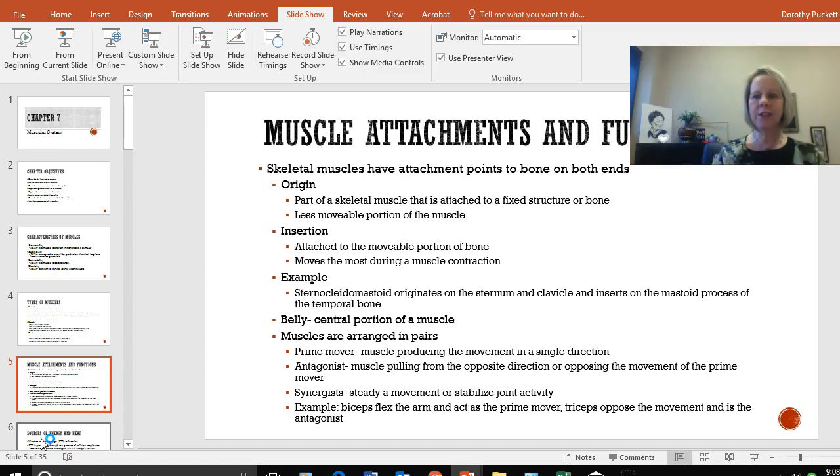For instance, the name sternocleidomastoid is a muscle that has the sternum and clavicle, sternocleido, as the origins, and then the insertion point is the mastoid process on the skull. The belly is the middle part of the muscle, and muscles are arranged in pairs that oppose each other.